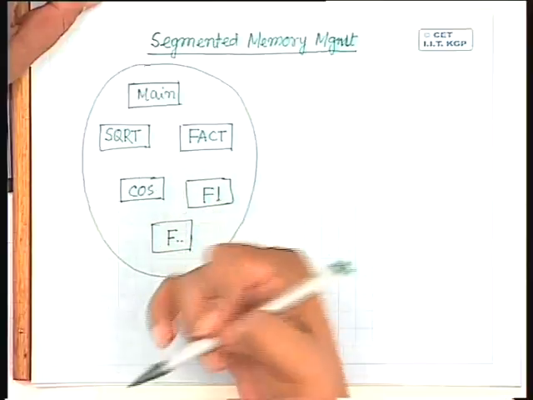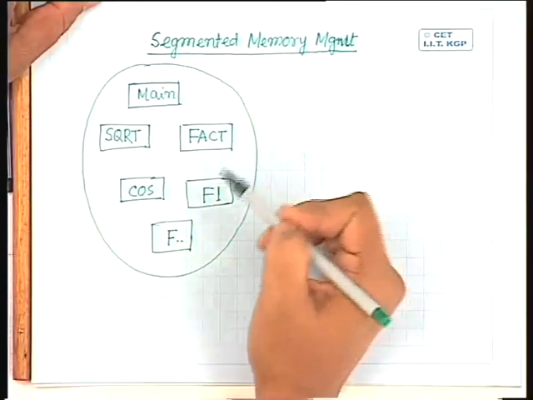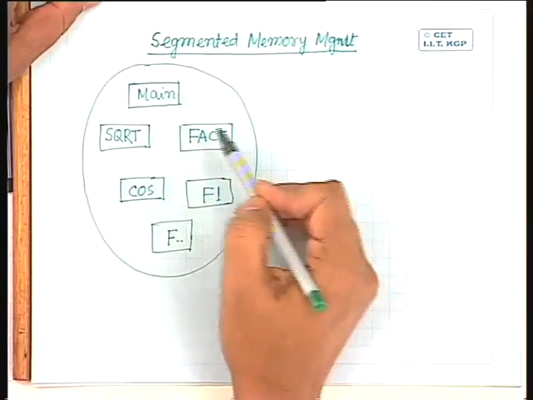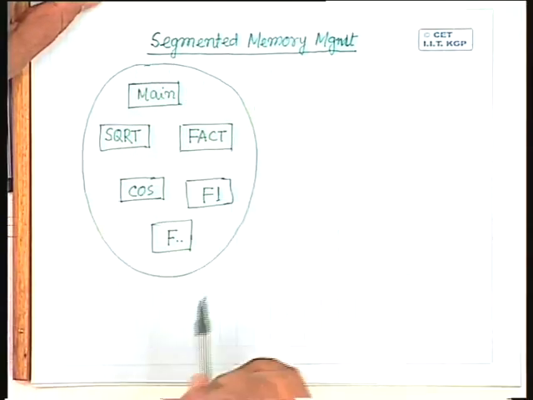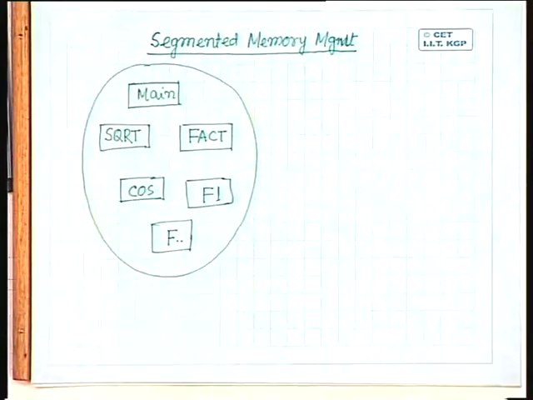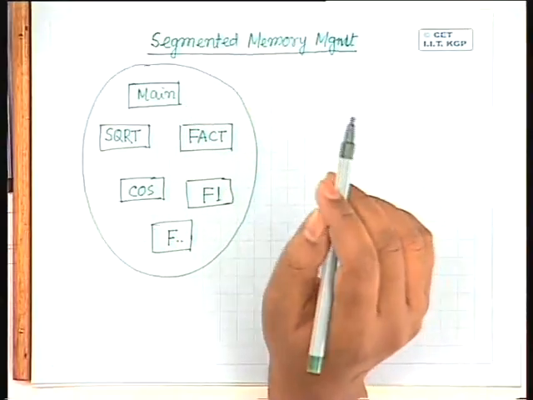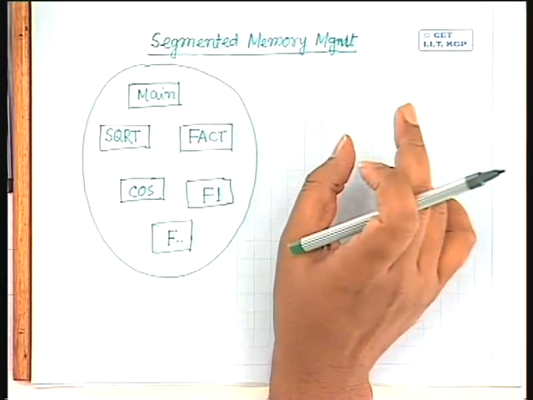Okay. Again, the other problem of MVT that we have been able to avoid is that now it is no more necessary that if the entire address space is 100 kilobytes, I have to have a single partition of 100 kilobytes. But what is needed is that I should be able to create partitions of different sizes, but those partitions should be able to accommodate these functions.